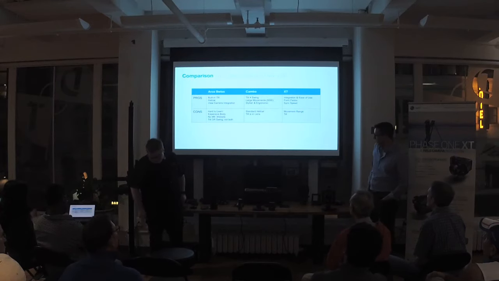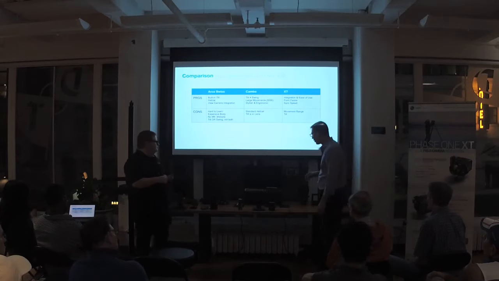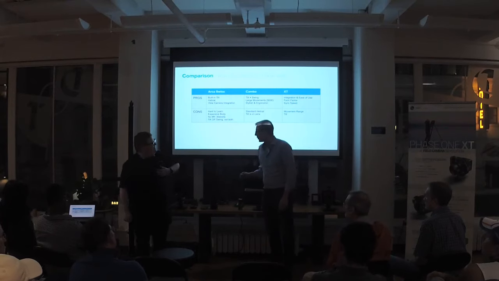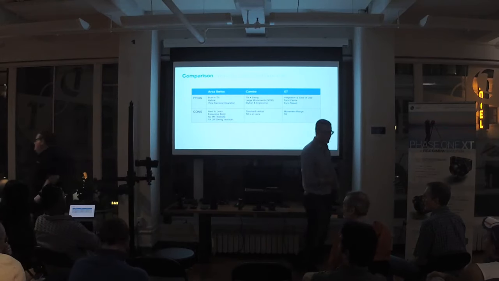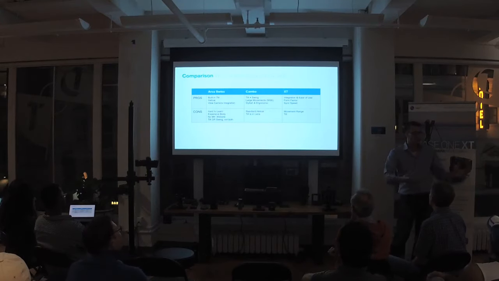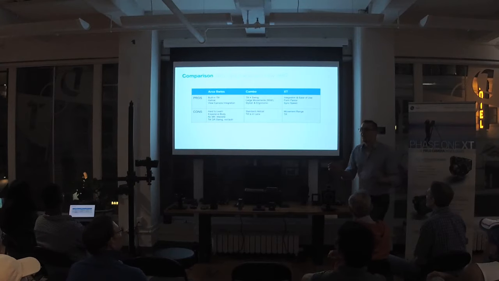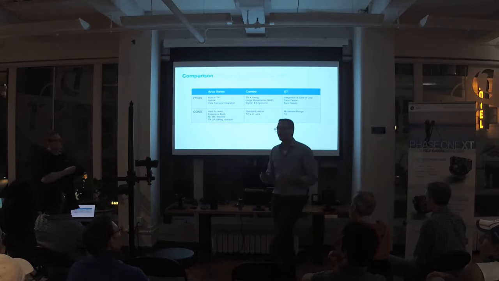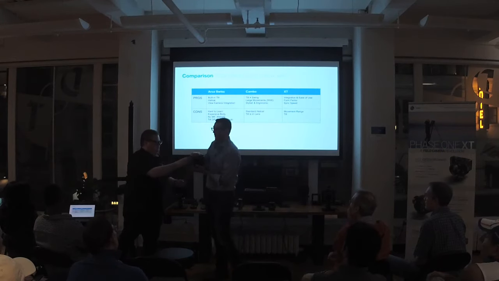Moving on to the XT. The XT is now a totally new platform. The Phase One XT, its main raison d'etre, the reason they made it, is that it is simpler to use and is more integrated.